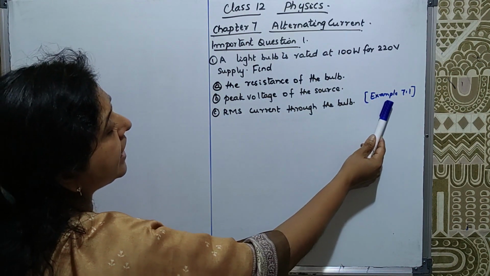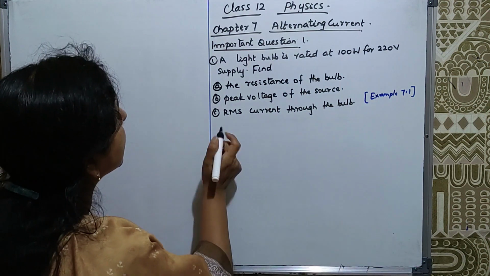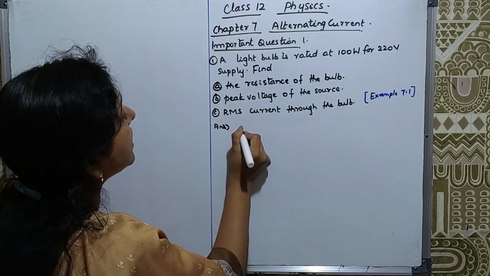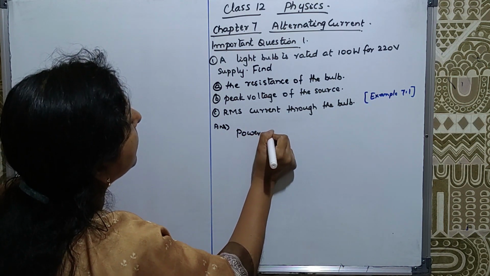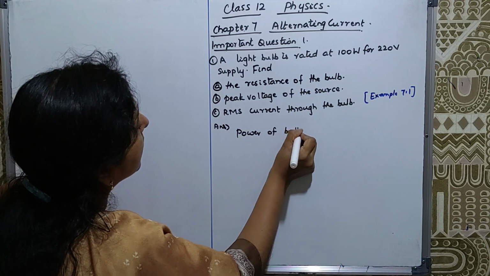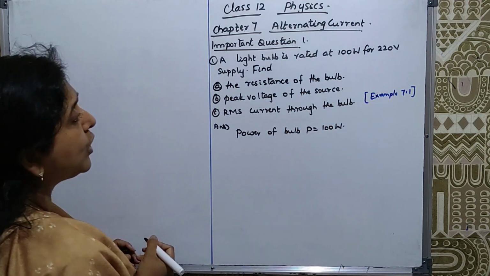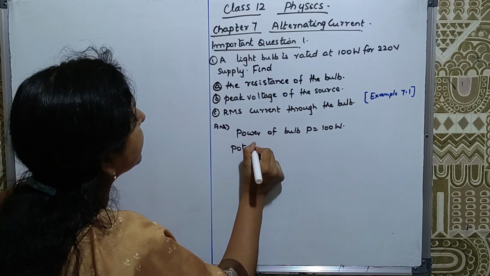This is based on reader example 7.1. Now we are starting the answer. In the answer, the light bulb is rated at 100 W. That is the power of the bulb, P equal to 100 watt. For 220 V supply, so potential difference V.